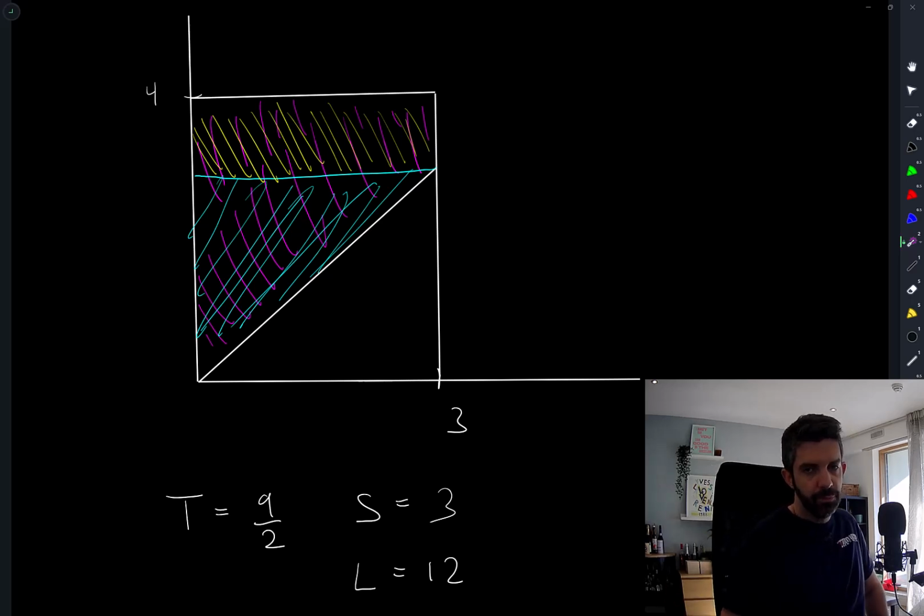Yeah, pretty simple little problem. If you understand how to translate statements about probability into a graphical thing like this, then it's pretty straightforward.